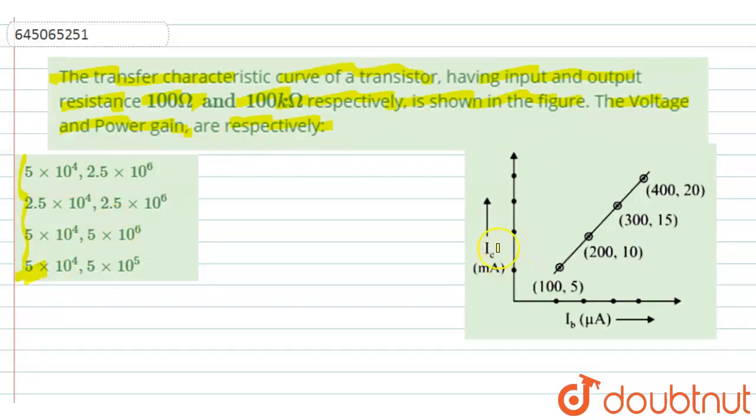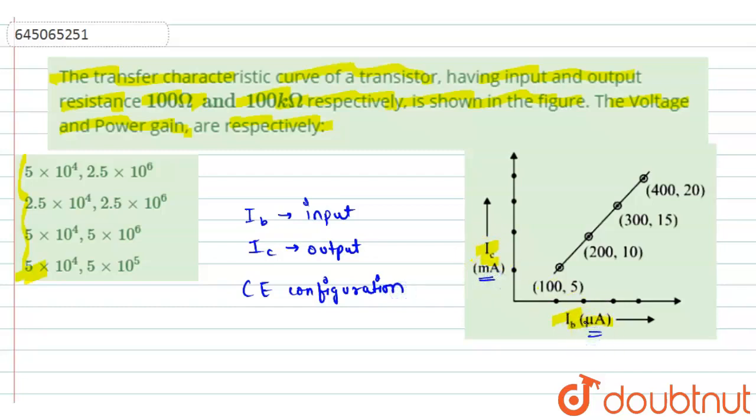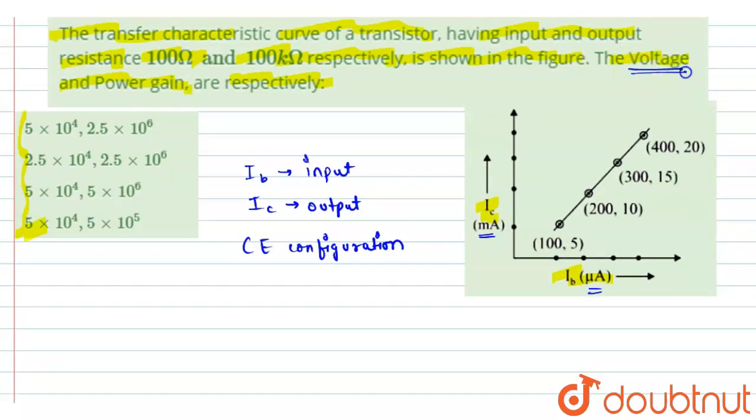And we are given a graph, a transfer characteristic curve of a transistor, that is IC versus IB graph, where IC is the collector current and IB is the base current. So from here we can see that the IB we have taken as our input and IC we are taking as our output. And this is possible only for common emitter configuration, right? Now see, the IC is in milliamperes and IB we are taking in microamperes, so there is definitely a gain happening.